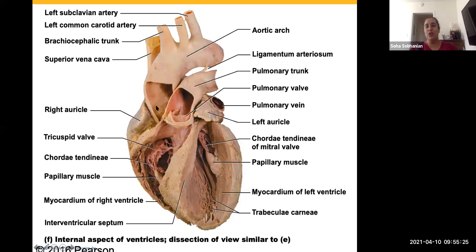This picture, I usually use when we are doing a sheep heart dissection. We won't be able to get that exposure, unfortunately, in our setup right now. So I'm going to skip this one for you guys.